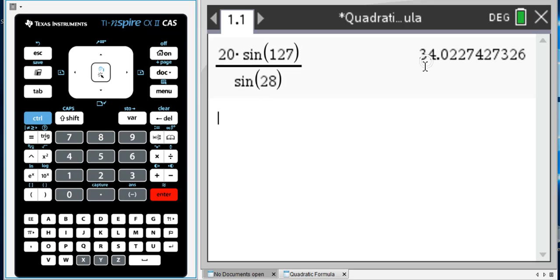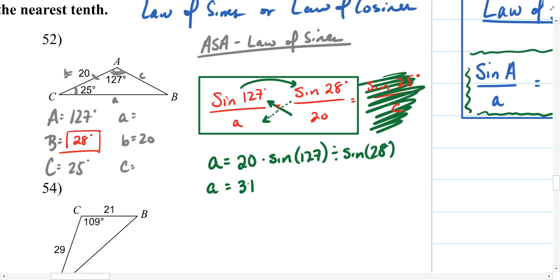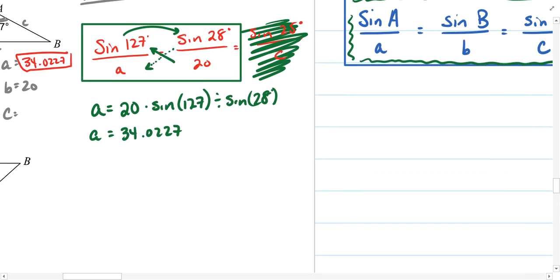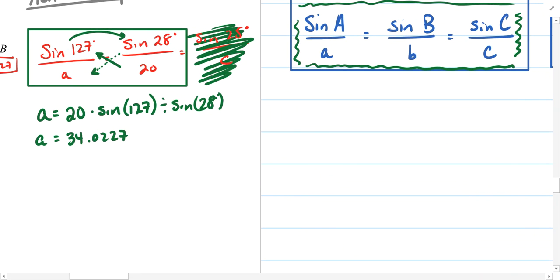And so it looks like A is a side length of 34.0227. That looks like a pretty good result for me here. It seems reasonable because it's got to be longer than the other two. I trust that these triangles were drawn fairly accurately. It's longer than the other two, and it's not extremely large, like it would be unusual or something like that.